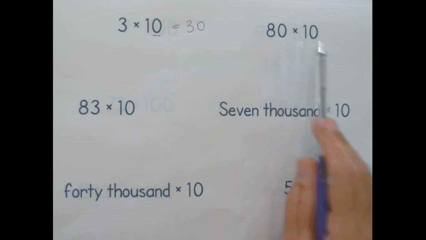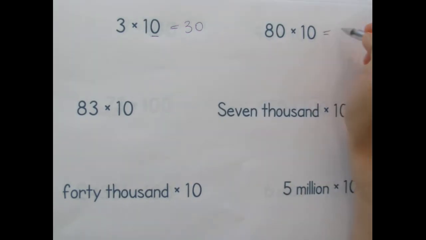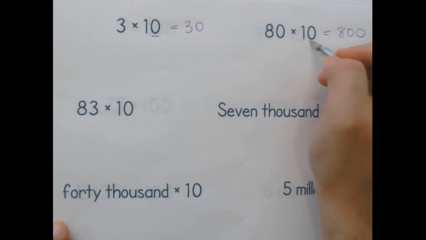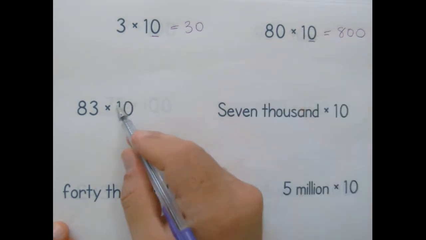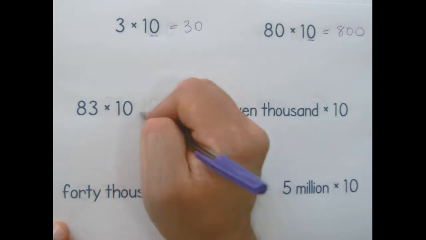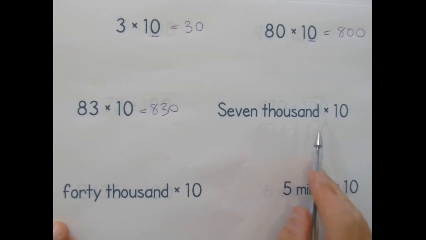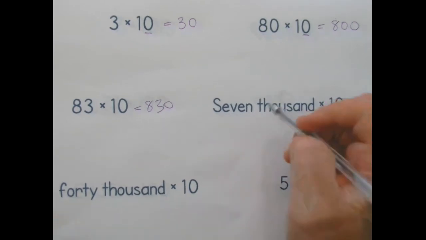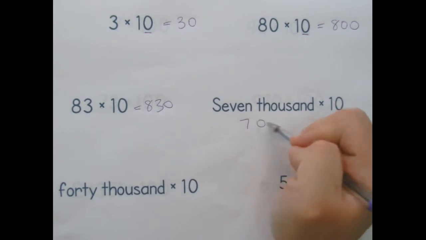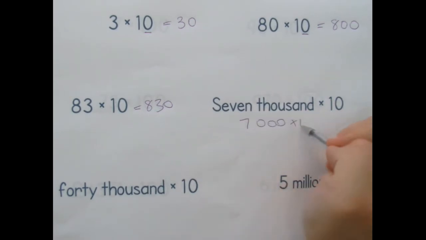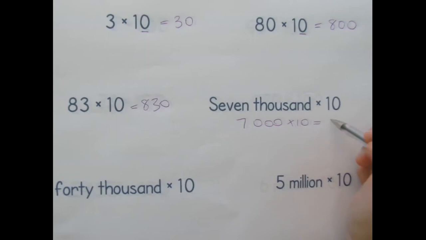You've got this here. Now we might know that to be 800 straight away, but we can think of it, because we times it by 10, there's a single zero here, add a zero. Same here, add a zero, you get 830. Now here, 7,000 times 10, you might see straight away that's 70,000. We can write this in figures, 7,000 times 10, well, add a zero.